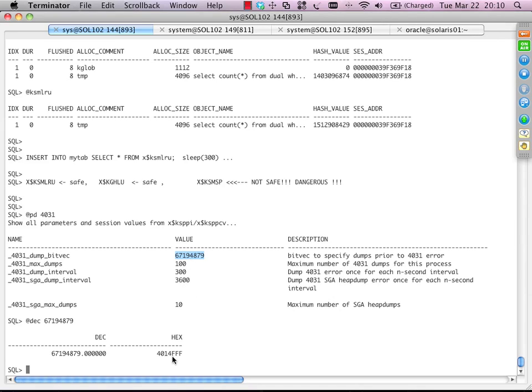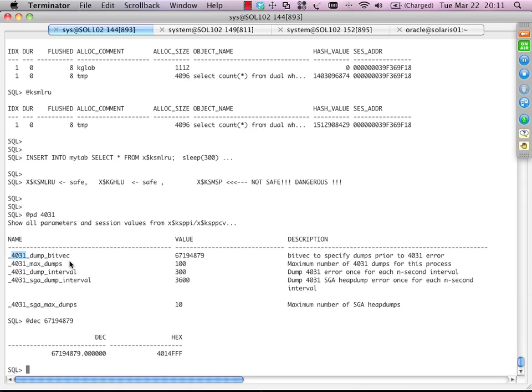So this is a bitmap. And in hex it looks like that. In binary it would look like a bunch of ones and zeros. And every 1 and 0 there has a meaning, that what details to dump out when an ORA-4031 happens. So there should be a note in Metalink, or there probably is information in Metalink about what these bits mean. I have a note somewhere as well. Maybe someday I will publish it if I find it.